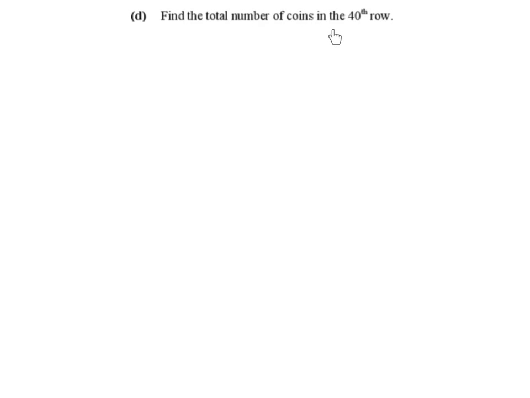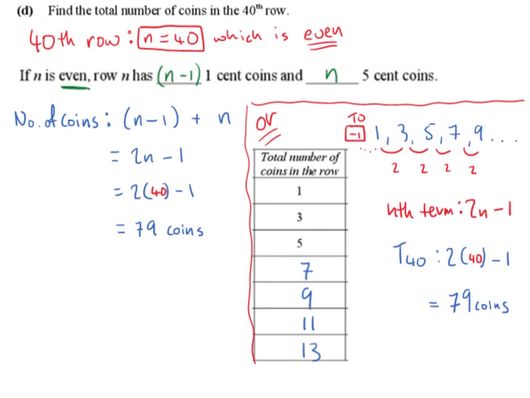Part D, find the total number of coins in the 40th row. So for the 40th row, n will be equal to 40, which is an even number. So we need to take this statement from the previous question. So if n is even, and n being 40 is even, then row n has n minus 1 1-cent coins and n 5-cent coins. So the number of coins is going to be n minus 1 plus n. So n plus n is 2n, and bring down the minus 1. So we get 2n minus 1. And if we sub in 40, we get 2 times 40, which is 80, minus 1, which is 79. So the number of coins in the 40th row is 79 coins.